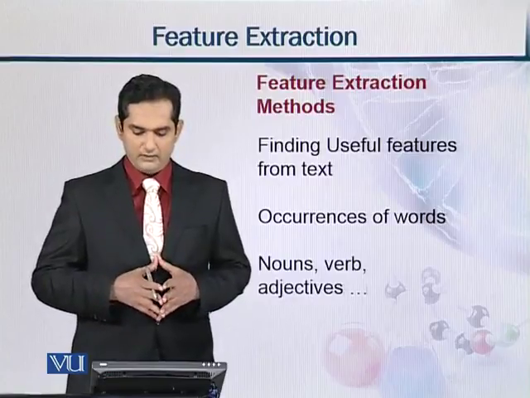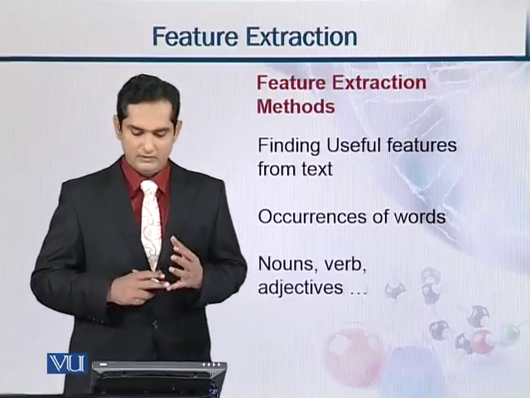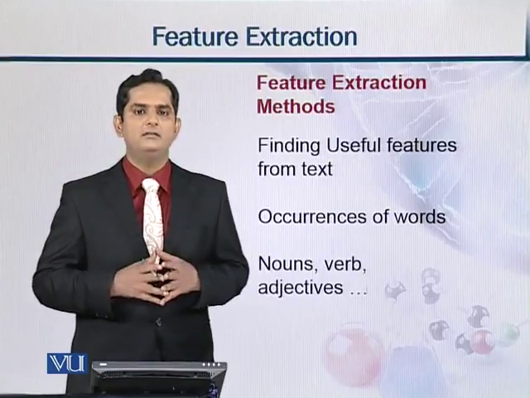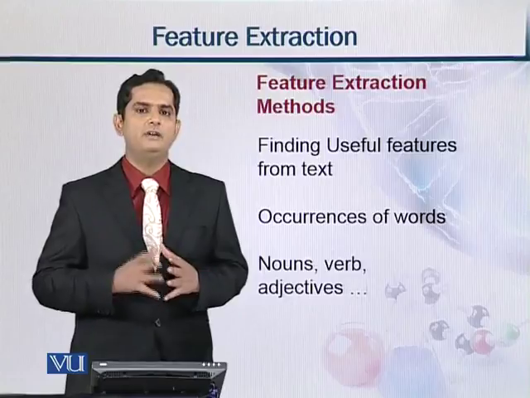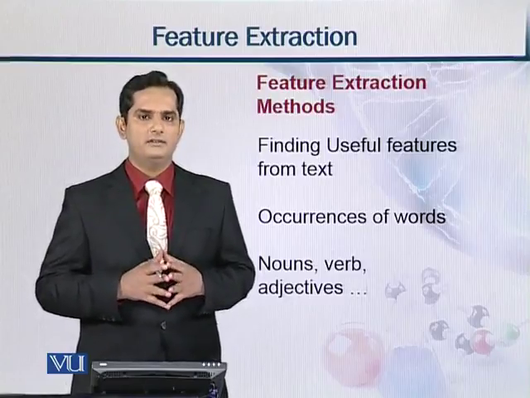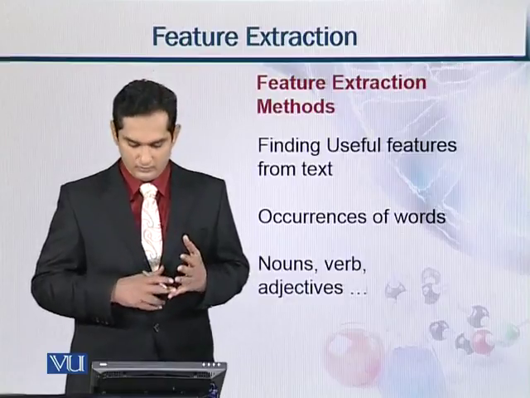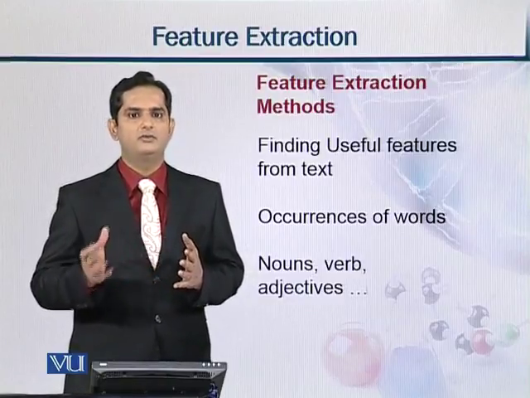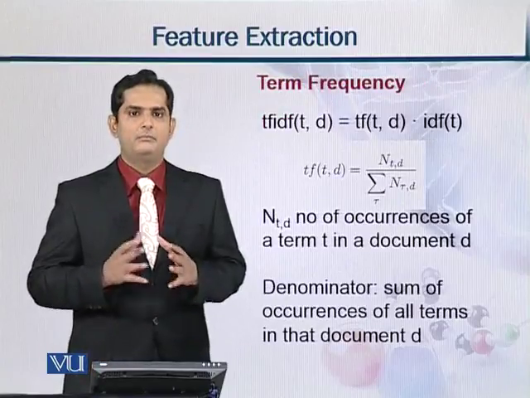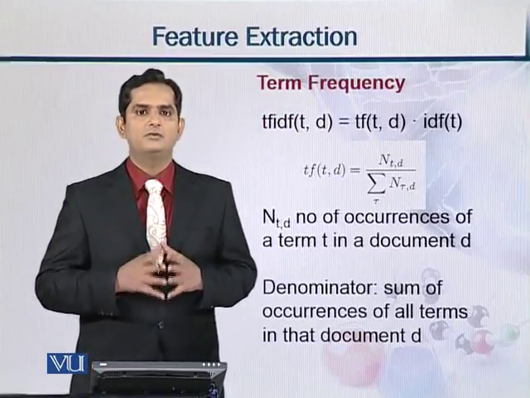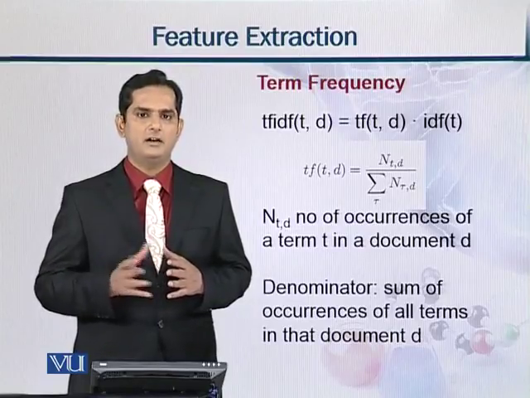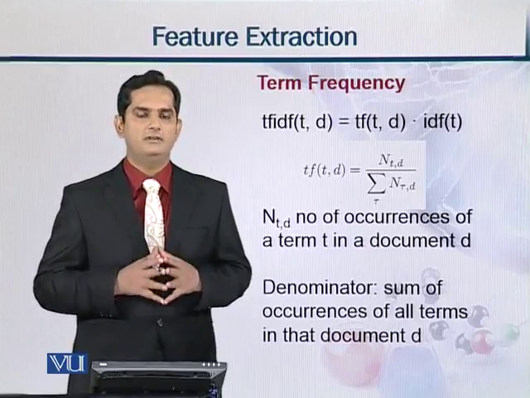Based on this definition, we say that the number one feature can be occurrences of words, and then these occurrences should be modeled with the help of other content words, which we already said are the most important words: nouns, verbs, adjectives and so on. Based on this, we come to the first statistical testing or feature extraction mechanism, which is basically term frequency.